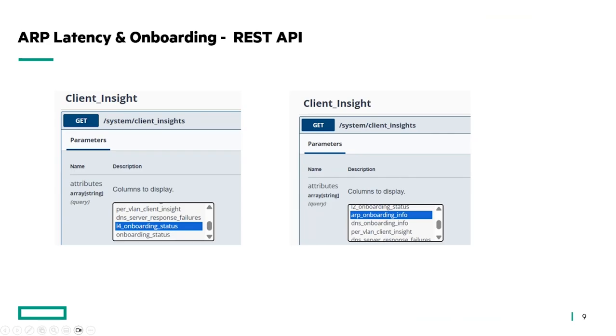So let's talk about ARP latency and the onboarding REST API. This API lets you pull detailed client onboarding data on ARP onboarding and overall status information. You can also check information on the DNS onboarding and per VLAN client insight details, followed by L2 and L3 details. This is all under the Get System Client Insights endpoint.